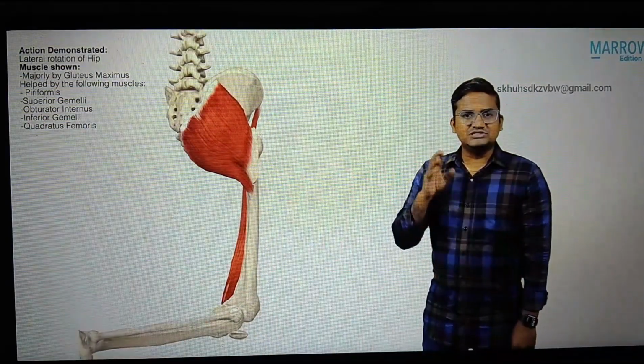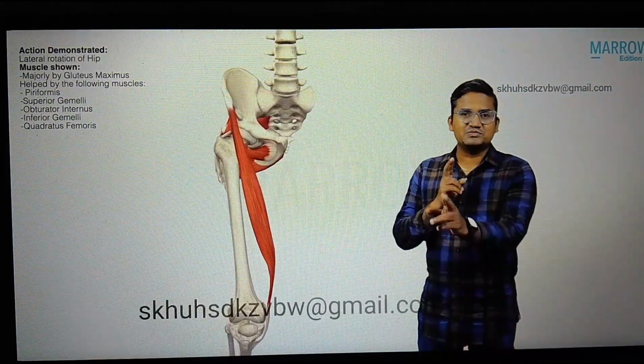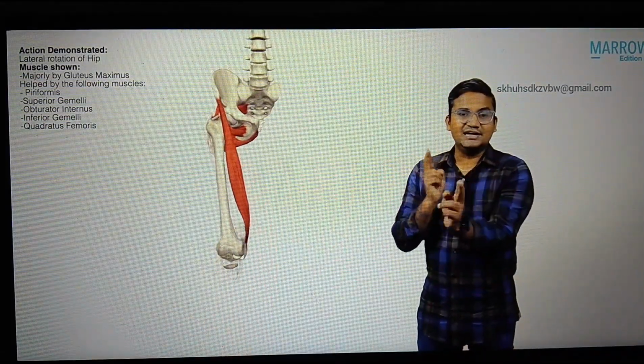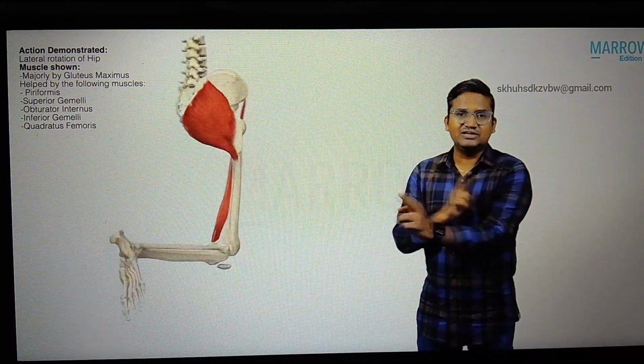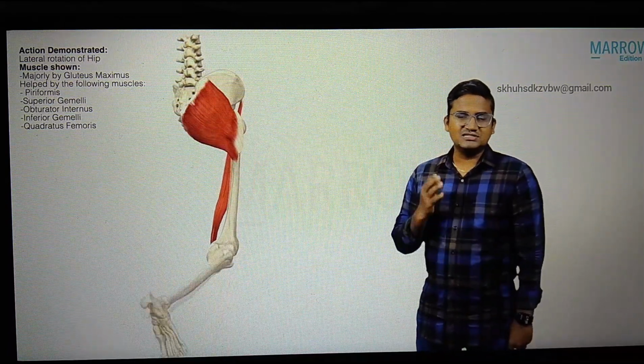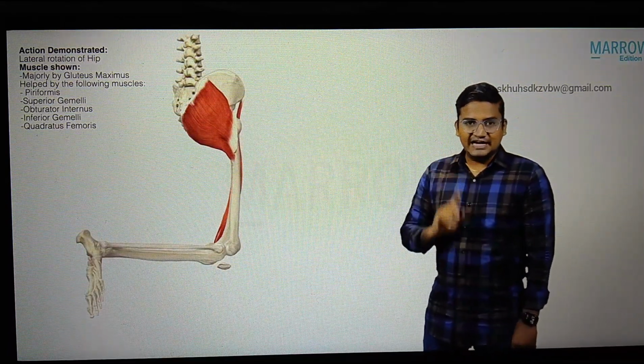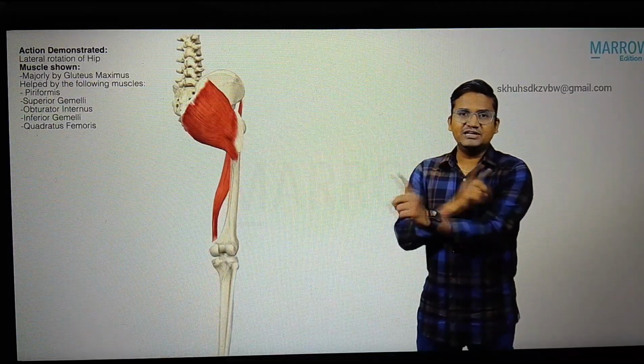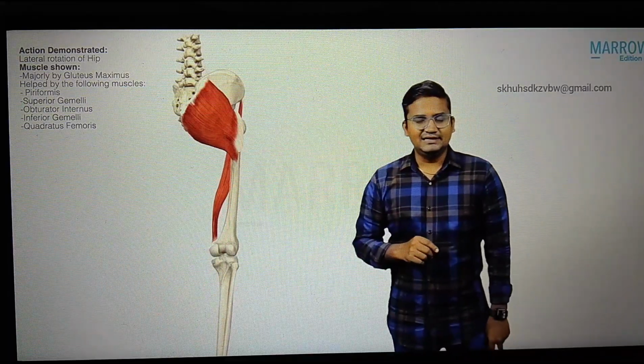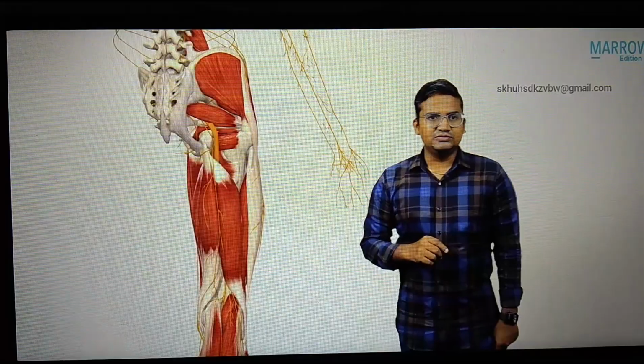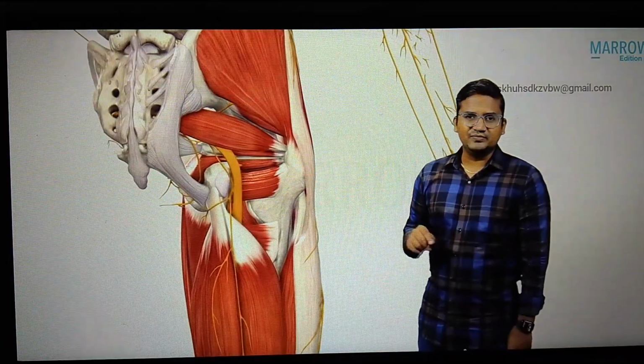Now what will these muscles do? Same action. They help the gluteus maximus in turning the hip joint laterally, lateral rotation of the hip joint. These small muscles help the gluteus maximus in lateral rotation of the hip joint. Okay, right. So now we're going to see the nerves here.